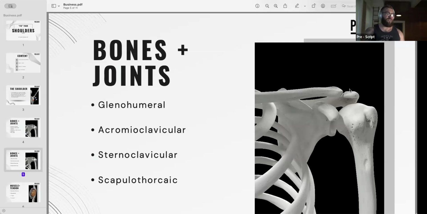Sternoclavicular joint, we won't belabor for too long. The sternoclavicular joint is in the midline of the body, right? So it's where the sternum meets the clavicle, or the clavicle meets the sternum. This is a very, very rigid joint. We don't get a ton of movement here, if any.